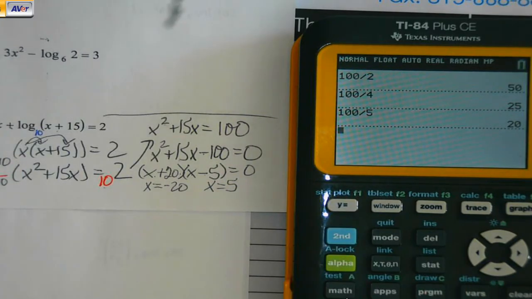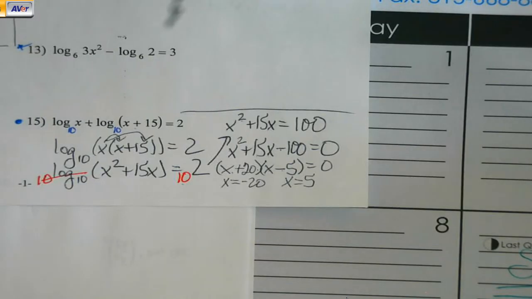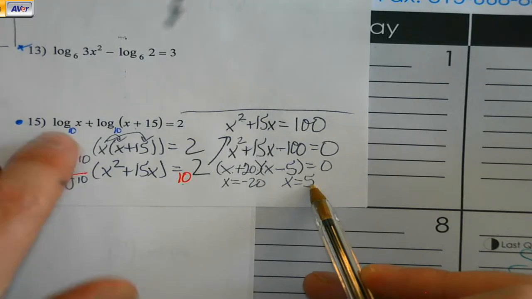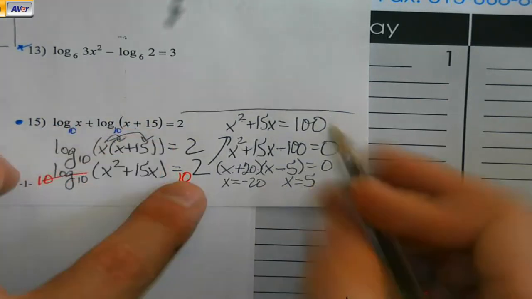Before you circle it, you've got to make sure, does it cause a negative log? Okay, if I plug in 5, that's just 5, that's fine. 5 plus 15 is 20, that's positive. Okay, that's good.